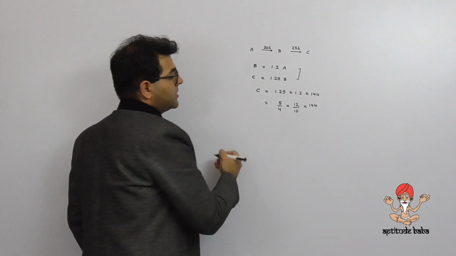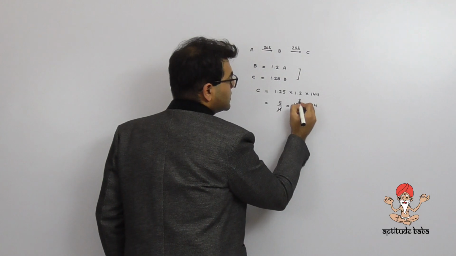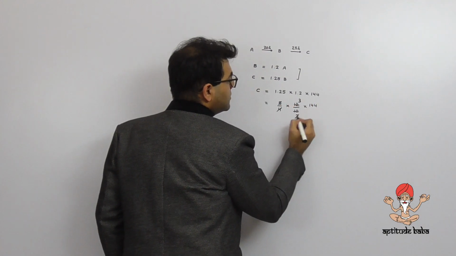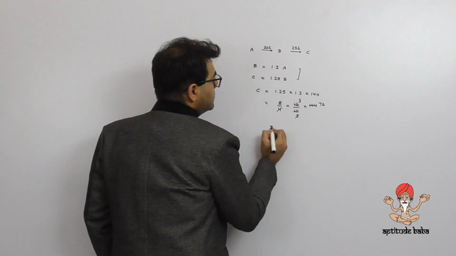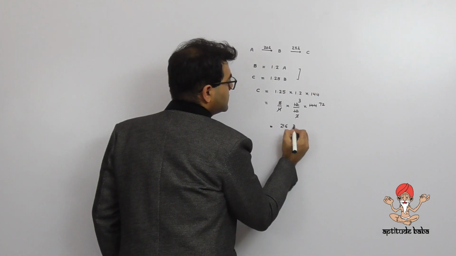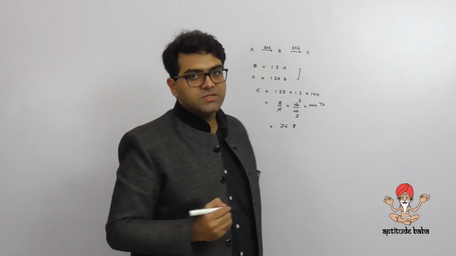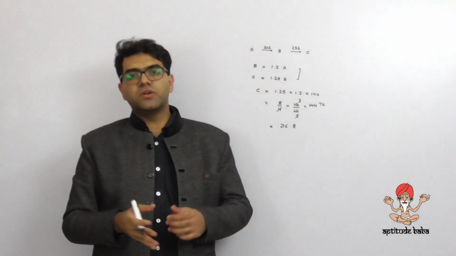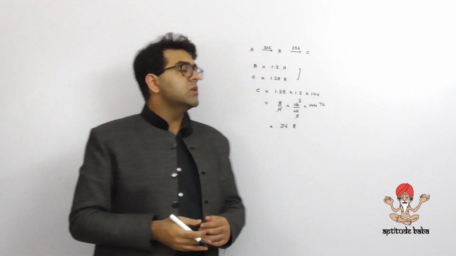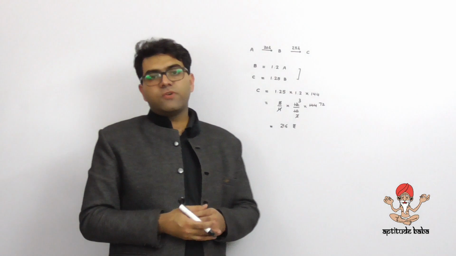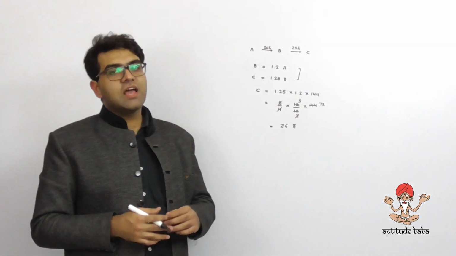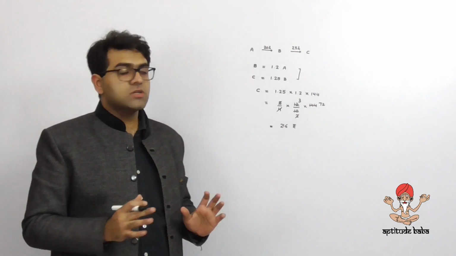Now it is just arithmetic calculation. 4 3s are 12, 5 2s are 10, 72. The answer is 216 rupees. So what is the price paid by C? The price paid by C is 216 rupees. Now you can probably appreciate the fact that multiplying factor has reduced our calculation a lot.